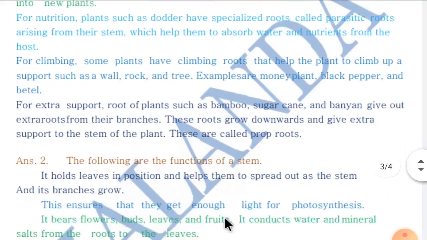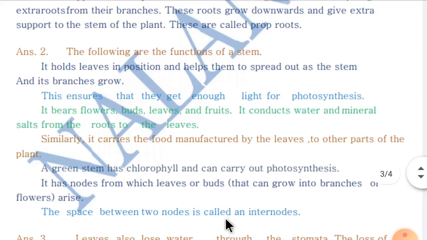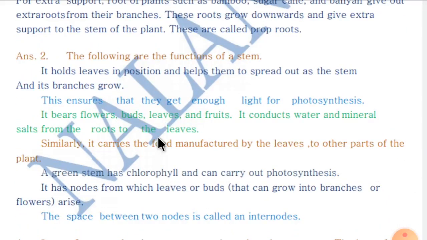Let's see the next long question answer. Describe the function of a stem. What is the function of stem? So these are the following functions of a stem. It holds leaves in position and helps them to spread out as the stem and its branches grow. This ensures that they get enough light for photosynthesis. It bears flowers, buds, leaves and fruits. It conducts water and minerals, salt from the roots to the leaves.